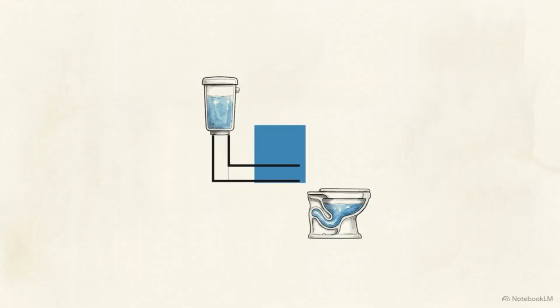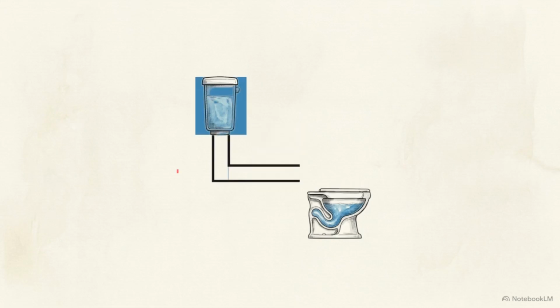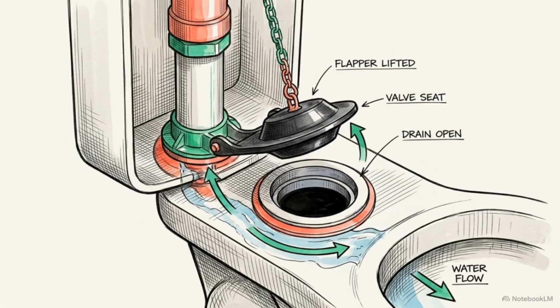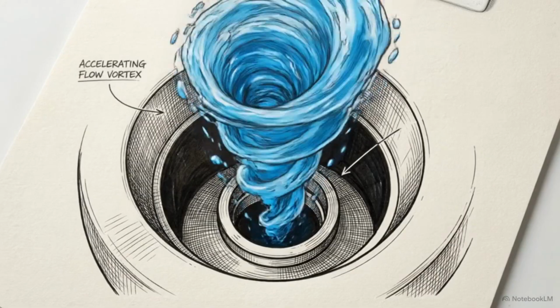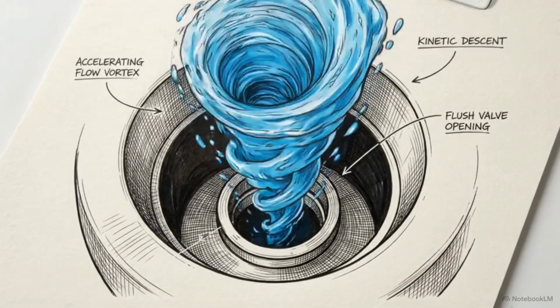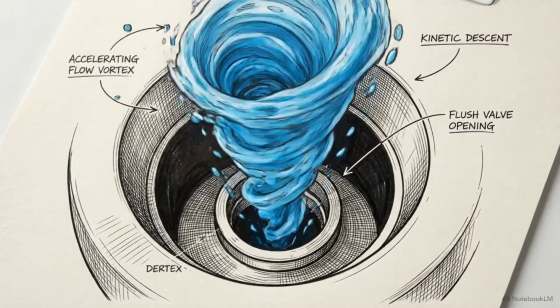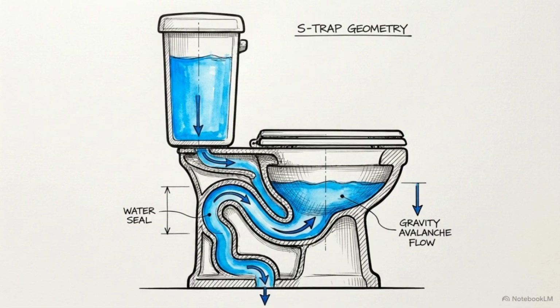Before the handle is moved, the water sitting in the upper tank holds gravitational potential energy. The vertical drop between the tank and the bowl converts that stored height into kinetic force. Pressing the handle opens a mechanical release valve. Gravity immediately pulls the water downward, initiating a sequence that turns a falling column of liquid into a physical tool. A flush is a triggered gravity avalanche, guided by mathematical geometry to perform a specific task.